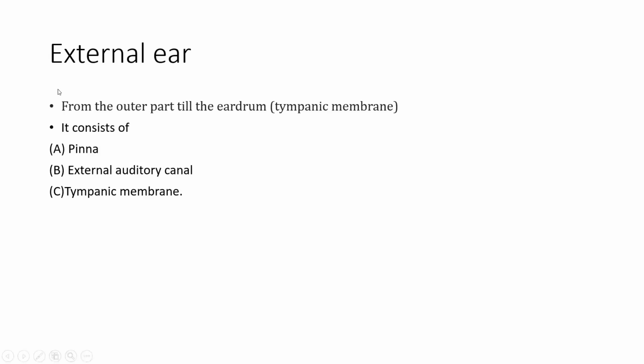The external ear extends from the outer part till the eardrum. Eardrum is also known as the tympanic membrane. So it starts from the outer part and ends at the level of the tympanic membrane. The external ear consists of the pinna, the external auditory canal, which is also known as the external auditory meatus, and the last part is the tympanic membrane.